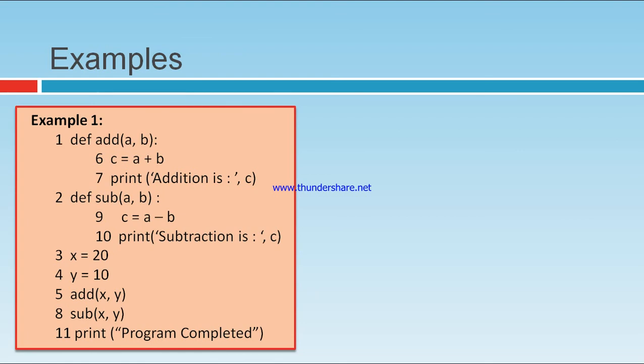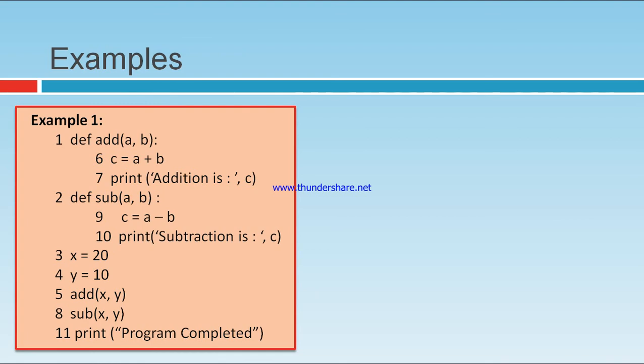If we are going to execute this example 1 on our PC, the very first line that will execute is def add a comma b. So it is just a function header. No effect will be there on the monitor. Then the second line, def sub a comma b. Just again the function header. No execution will be there. The computer just understands that two functions are added in this program.